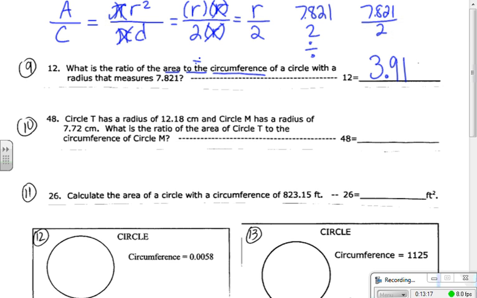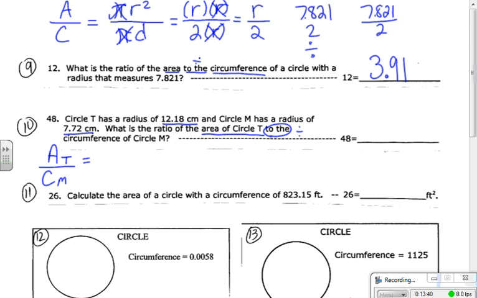Okay, circle T has a radius of 12.18 centimeters. Circle M has a radius of 7.72 centimeters. What is the ratio of the area of circle T to the, that means divide, circumference of circle M? So we want the area of circle T and the circumference of circle M.